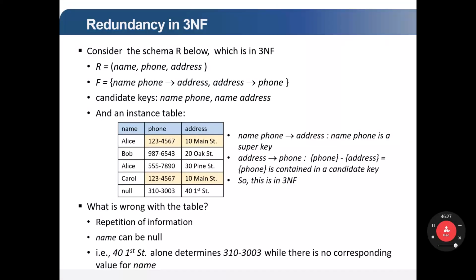Okay. Consider these two functional dependencies. If we know address, phone should be determined. Okay. So if we know address, phone is determined. So every address has one single phone. Since this is not a smart cell phone, and if we know name and phone, we should be able to determine address.